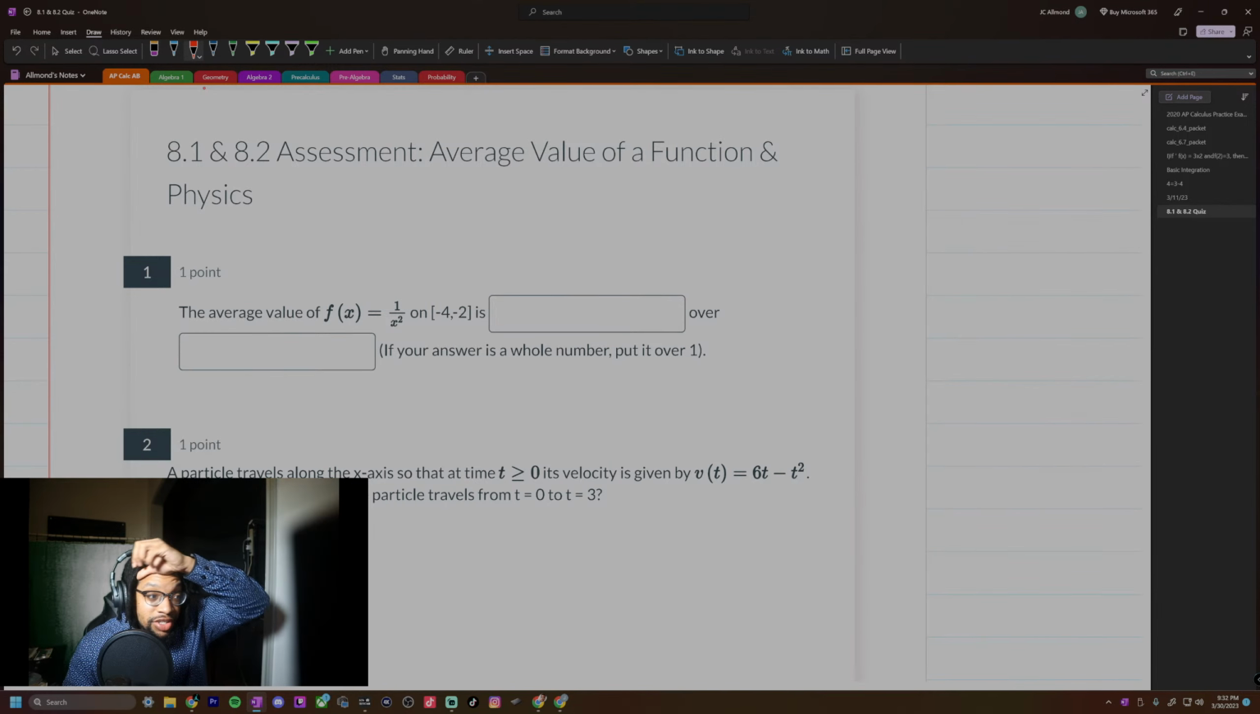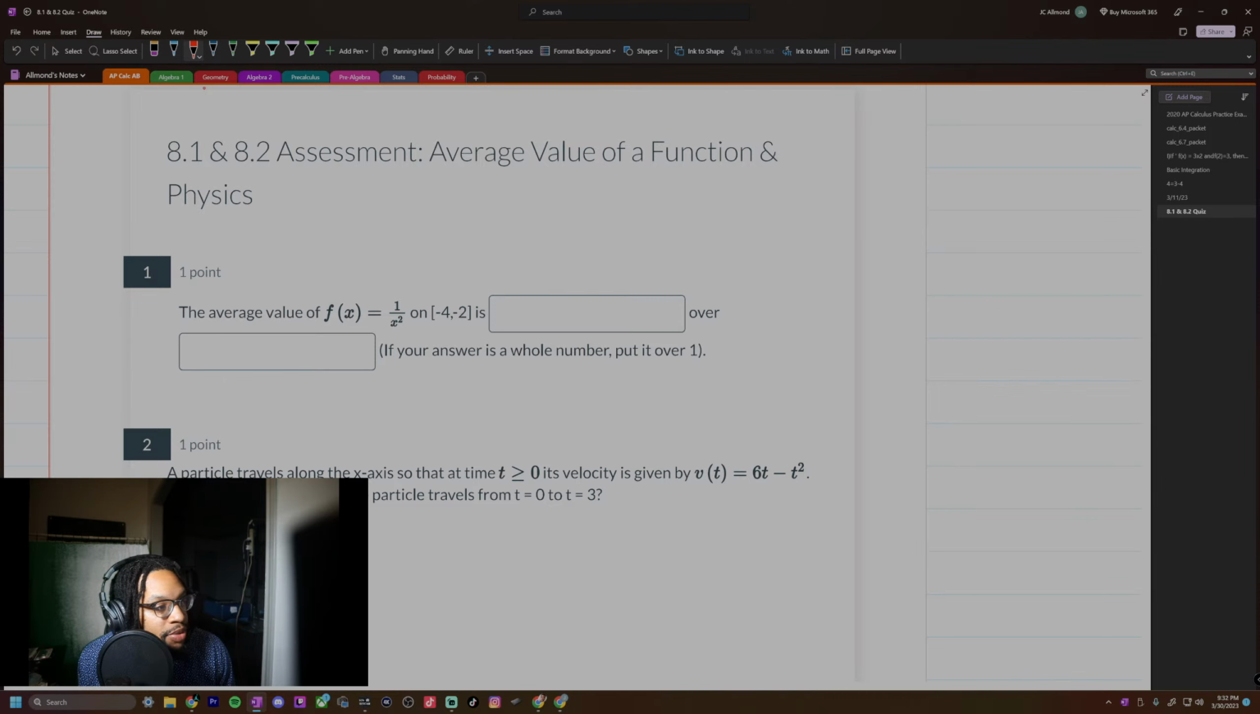So I got 8 questions. Let's just start with number one. All right, number one, the average value of f of x equals 1 over x squared from -4 to -2 is something over something. So literally just average value. Add up all the y values by taking the integral from -4 to -2 and then dividing by, in this case, 2, but I'll show you how I got that.